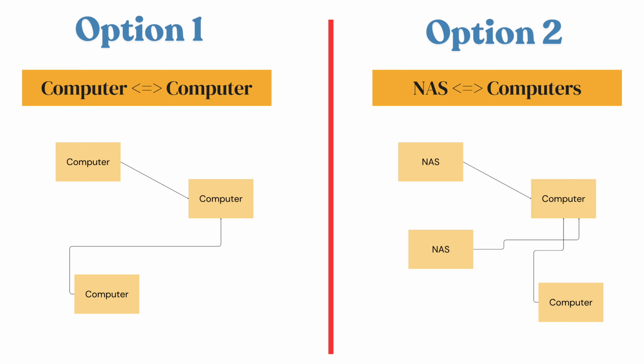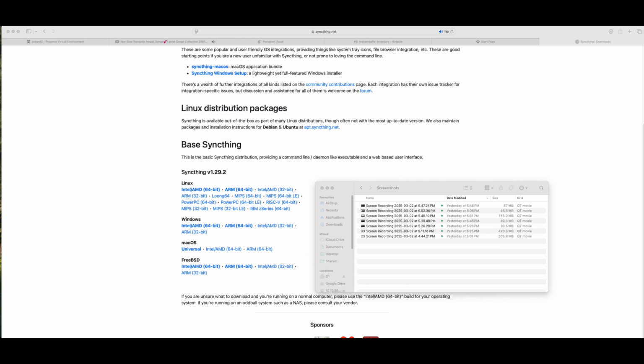Option 2 is almost the same as Option 1 except it has one or more network-attached devices or servers within the network. It is more reliable since NAS or servers are usually enterprise hardware and run 24 hours per day. Today in the example, I'm going to install Syncthing on two Ubuntu Linux desktops, but the installation process is the same for Windows or Mac. As you can see from the Syncthing download page, there is an installation file for almost every platform.